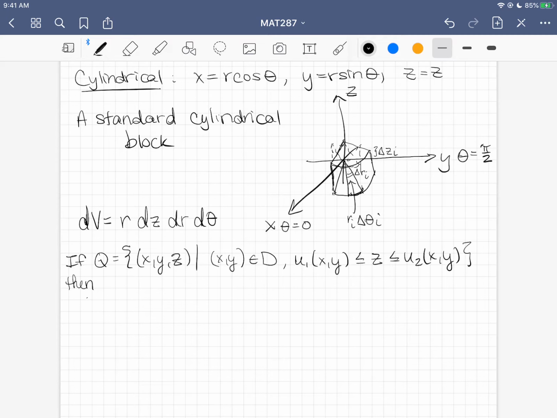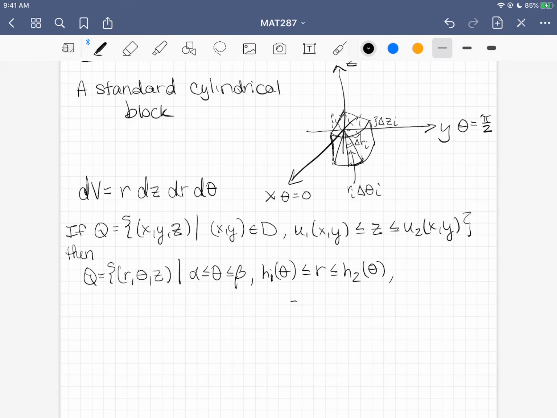then in cylindrical coordinates, we're going to define Q to be the set of points r, theta, z, where theta is bounded by some angles alpha, beta, r is bounded by some h1 of theta, h2 of theta, so some functions of theta, and then z is going to be bounded by u1 of r cosine theta, r sine theta, and u2 of r cosine theta, r sine theta.